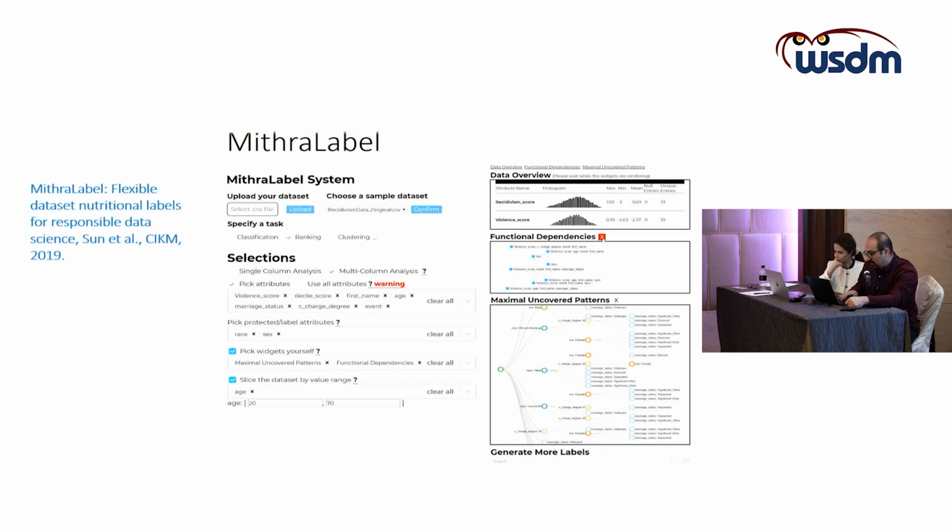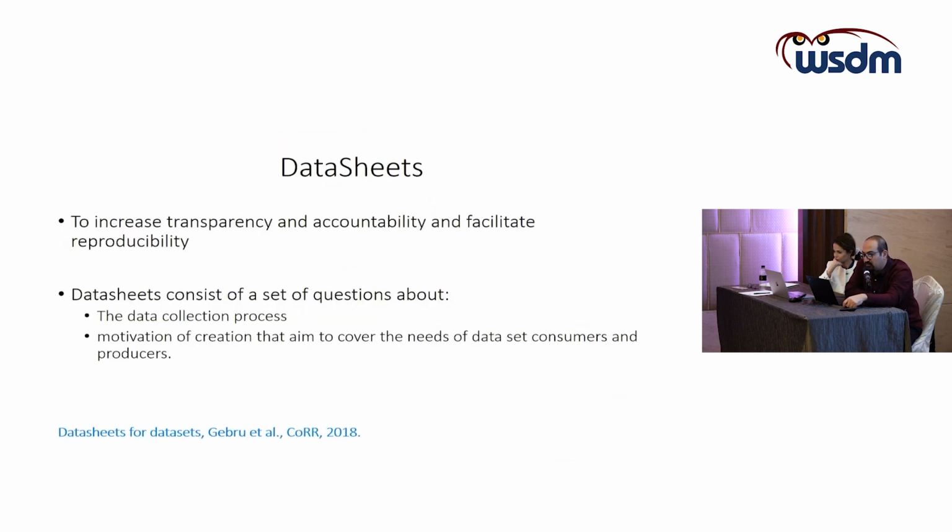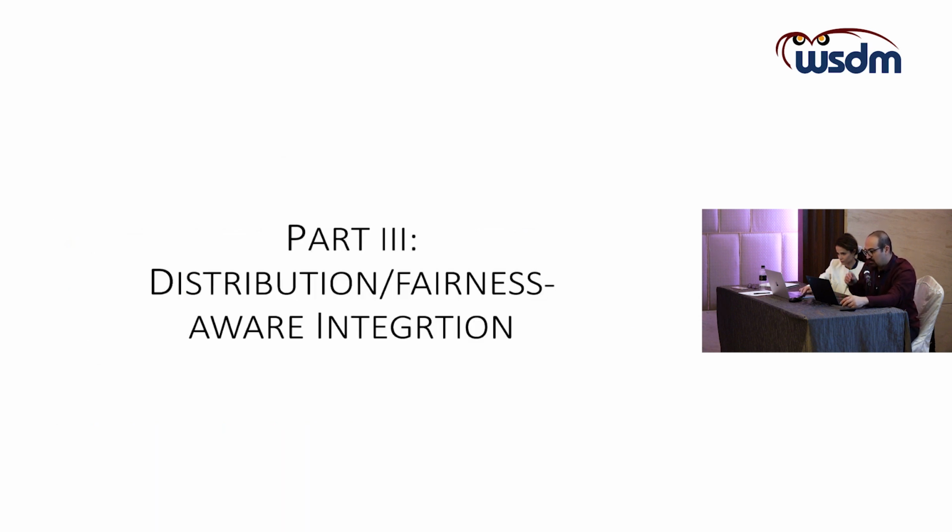Okay. And the other type of data profiling or data augmentation, a famous one, is called datasheets. Datasheets consist of a set of questions about how the data is collected and what the motivations were behind the creation of the data, which basically sets the goal for what should be the later uses of the data. Okay, and with that, I guess we're going to switch to part 3, and that is fairness-aware and distribution-aware data integration.